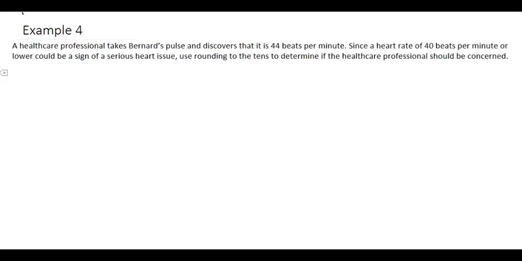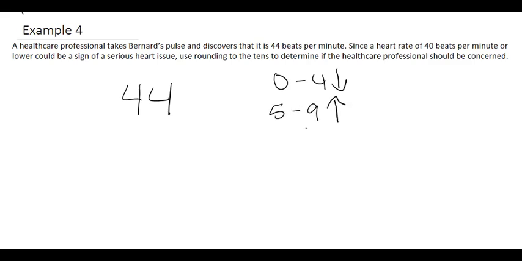A healthcare professional takes Bernard's pulse and discovers that it's 44 beats per minute. Since a heart rate of 40 beats per minute or lower could be a sign of a serious heart issue, we're going to use rounding to the tens to determine if the healthcare professional should be concerned. So we write out the number 44, and we remember our rules. If it's between 0 to 4, we round down, and if it's between 5 to 9, we round up.